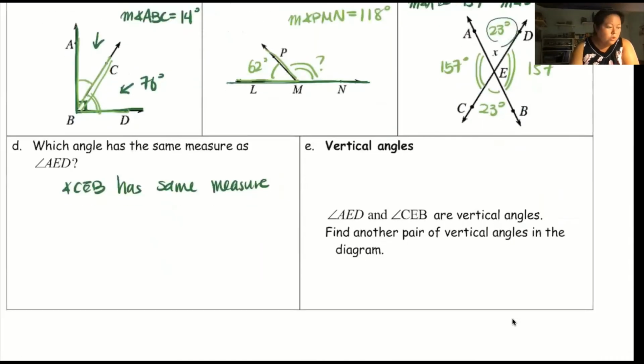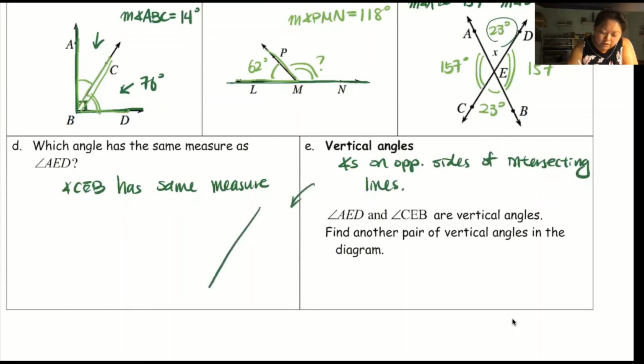Okay, so it says in part E, when two lines intersect, the angles that lie on opposite sides of the intersection are called vertical angles. So the angles on opposite sides of intersecting lines. In other words, I think it's a lot easier to look at a picture, so you want to draw a picture for yourself. Vertical angles are this pair and this pair, right? They're opposite of each other, not next door, opposite of each other.